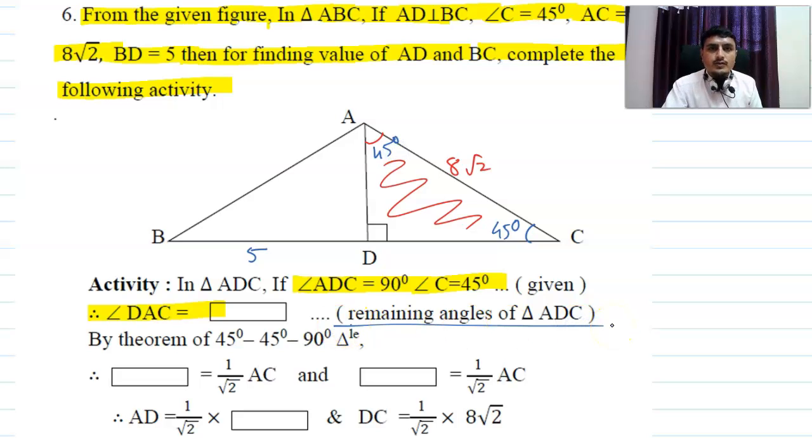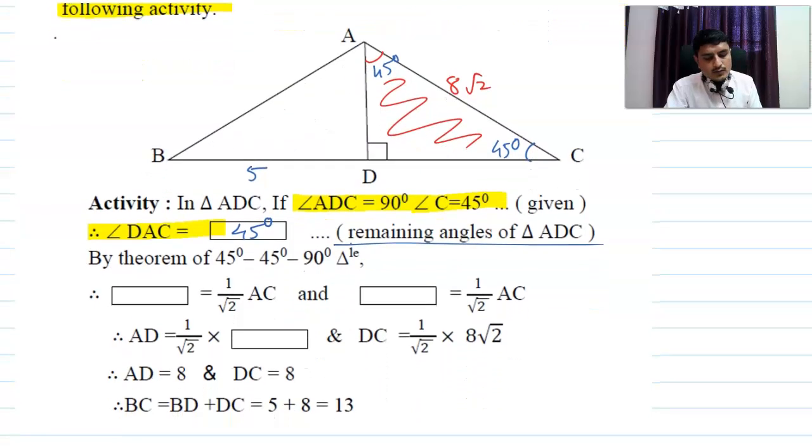The sum of all angles of a triangle is 180 degree. Once we take the measure of angle DAC equals 45 degree, we are getting 45 plus 45 plus 90 equals 180 degree. So the measure of angle DAC equals 45 degree, and the given triangle ADC is a 45, 45, 90 degree triangle. We well know the side opposite to 45 degree is 1 upon root 2 times the hypotenuse.